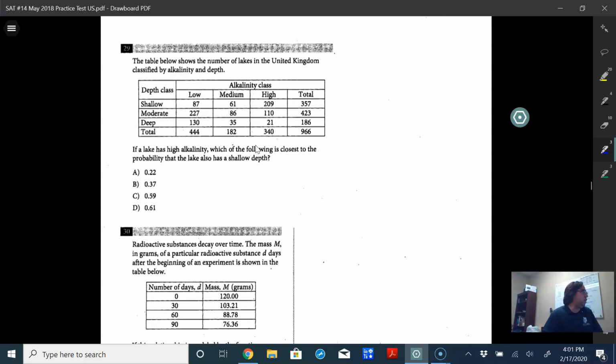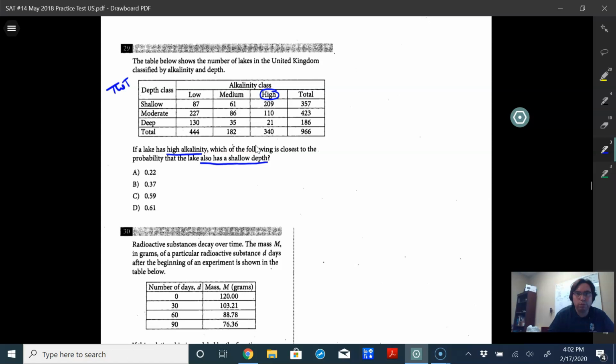Okay, so let's look at number 29 that we have here. And we see another two-way table. We have a two-way table here. And it's asking about probability. It says, if a lake has a high alkalinity class, so we see high right here, which of the following is closest probability that the lake also has a shallow depth of things?